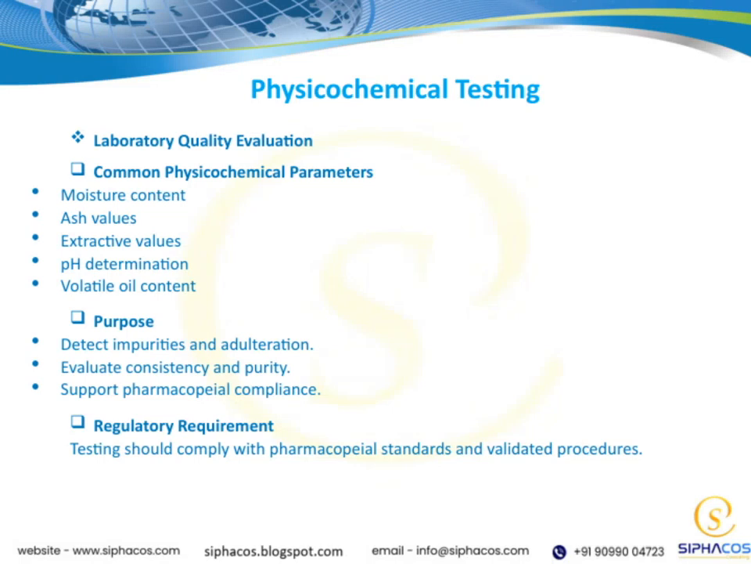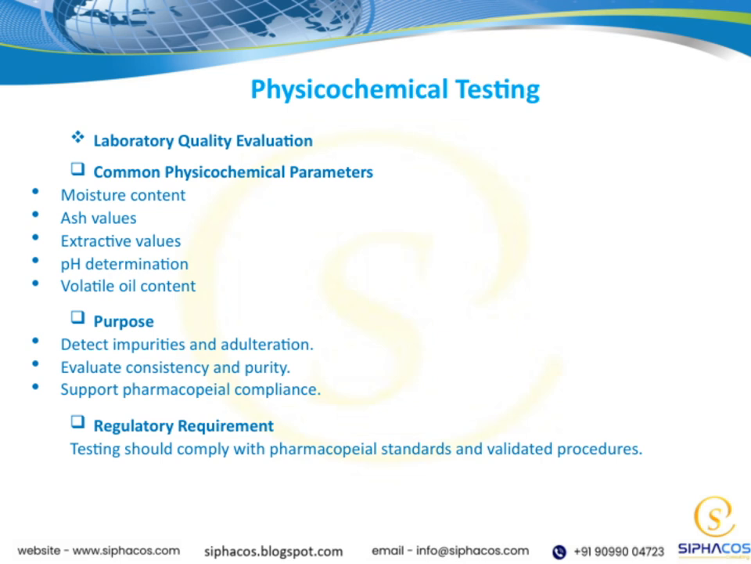Let's talk about physicochemical testing and why it's a crucial part of laboratory quality evaluation. This involves assessing key parameters that tell us a lot about the quality and consistency of herbal products. Some of the common physicochemical parameters we look at include moisture content, which helps us understand the water present in the sample. Ash values give us insight into the mineral content and possible impurities.